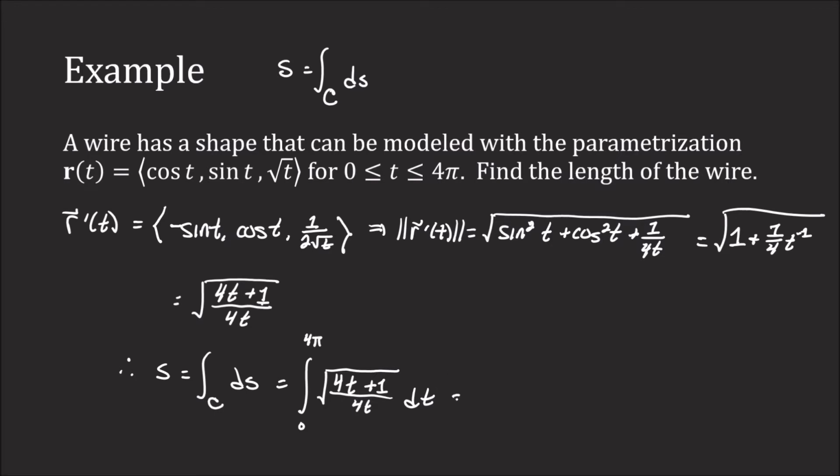And with the aid of technology, we can find that this is 1/4 times the natural log of the square root of 16 pi plus 1 plus 4 times the square root of pi, and then plus the square root of 16 pi squared plus pi.